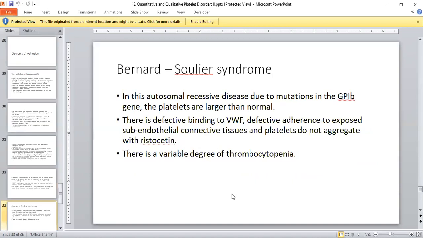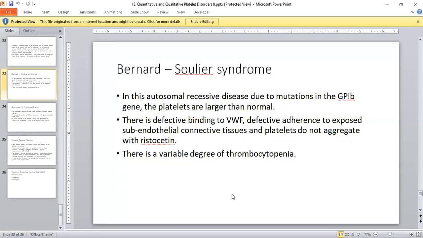The next condition that is also inherited is Bernard-Soulier syndrome. This is an autosomal recessive disease due to mutations in the GPIb gene, so that the platelets formed are larger than normal. The platelets being larger than normal have defective binding to the von Willebrand factor, so they don't really adhere very well. And the lack of adherence, of course, will lead to a lot of bleeding.